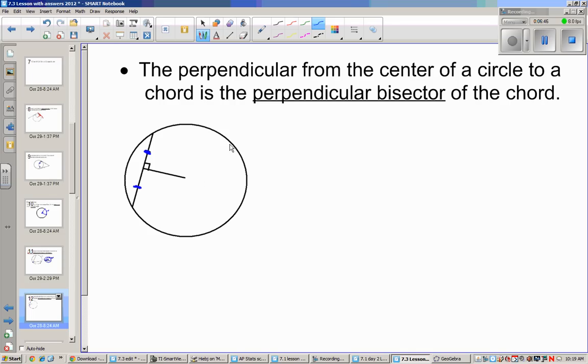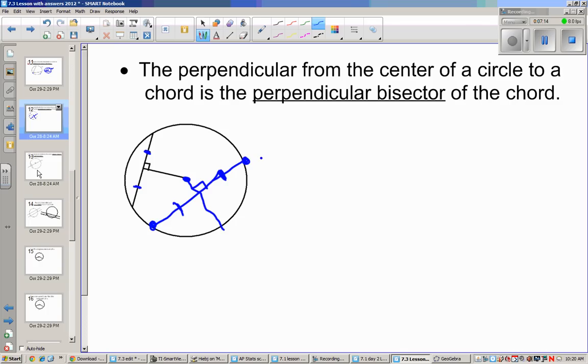So if I drew any other chord, let's say that one. Let's make it a little straighter. Okay, and then I drew the radius perpendicular. Okay, a little straight. So if that was a perpendicular, I know that this side is congruent to this side. That's all that property is saying.